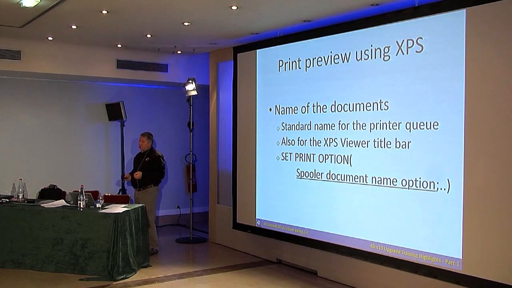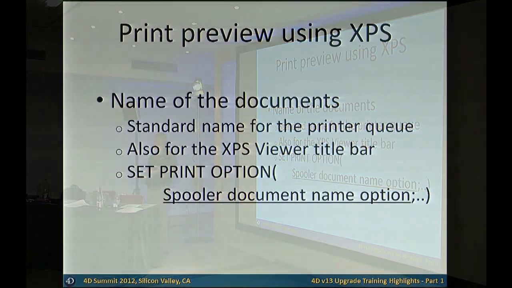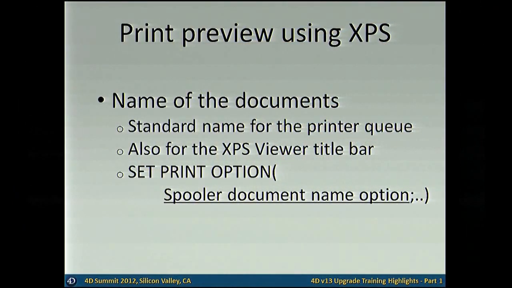And what can you do if you want to change the name of the document? The standard name for the printer queue, that also is displayed if you have a printer queue. If you have a look at your printer queue, and it is also displayed in the XPS viewer title bar, and you can set it by set print option, spooler document option, like it worked before in 4D.